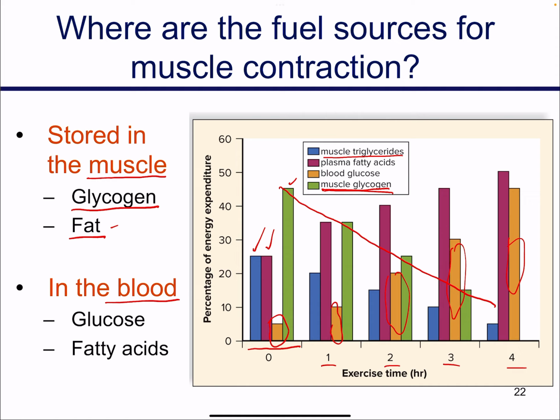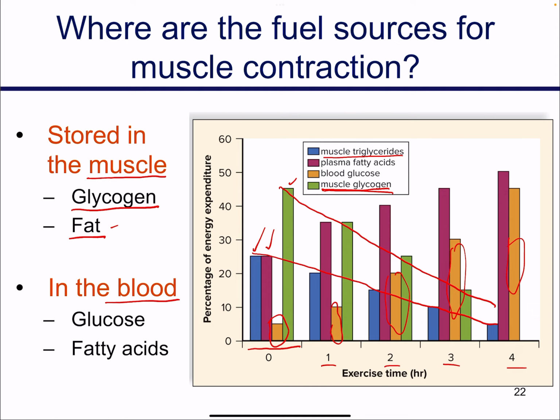Now, how about the muscle triglyceride? The muscle triglyceride are also going to be used progressively, right? But not as drastically as the muscle glycogen. Nevertheless, muscle fat are going to be used also in a manner that is consistent with the location of the source of energy. All right?